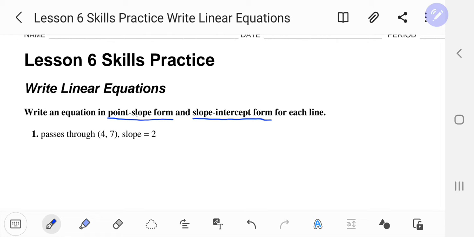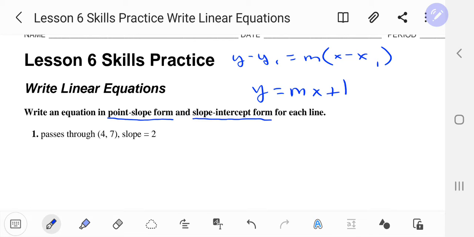So the key for today is that you can use point slope form to help you, but it's really just a stepping stone to get you to slope-intercept form. And that's our goal. So let's write these forms down. Point slope form is y minus y1 equals slope times x minus x1. And then slope intercept form is y equals mx plus b.